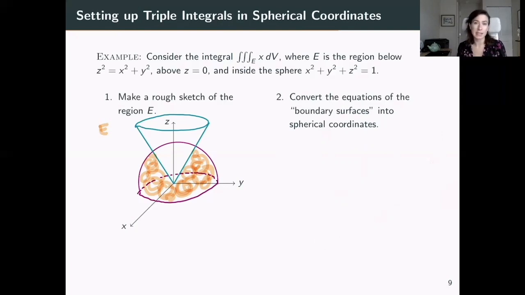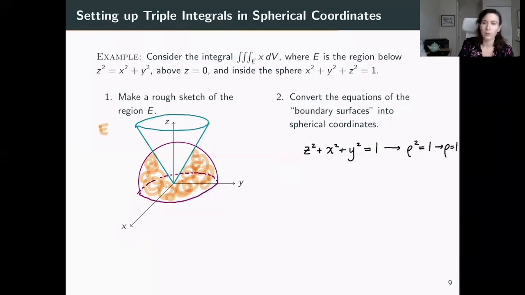Now that we have our rough sketch of E, we need to convert the equations of the boundary surfaces into spherical coordinates. We have two boundary surfaces. We have z squared plus x squared plus y squared equals 1, but this translates directly to rho squared equal to 1, or just rho equal to 1. Remember that with our rho, it's only going to be bigger than 0. And so in this case, rho equal to 1 is the only solution that we need to choose.